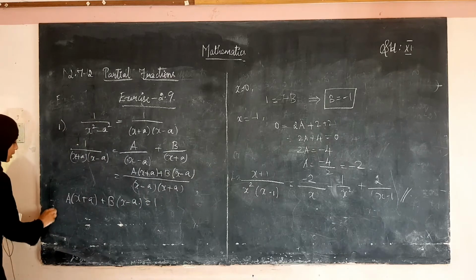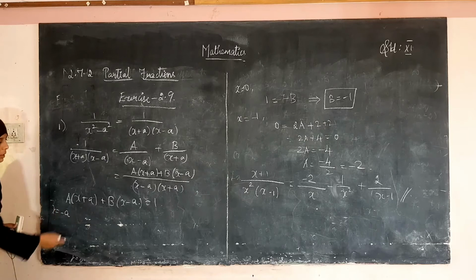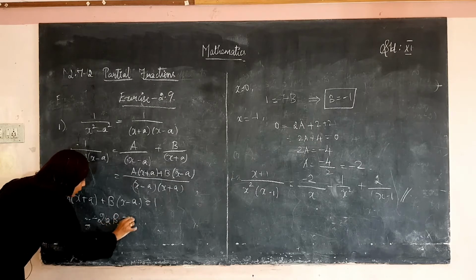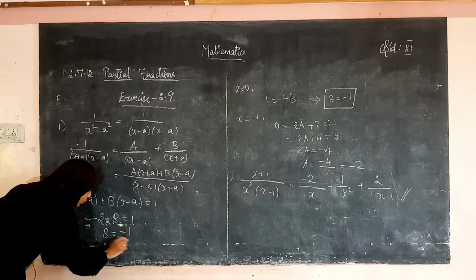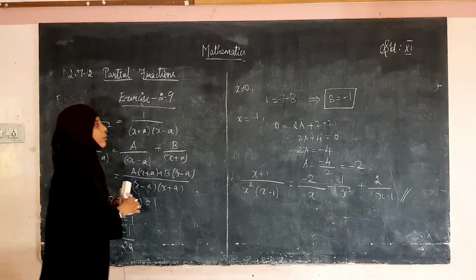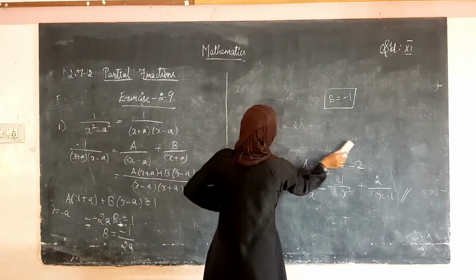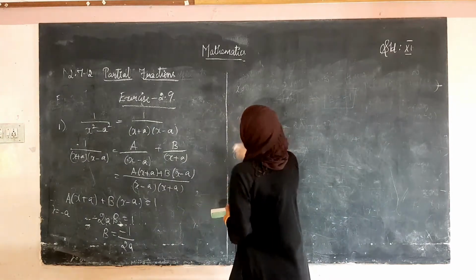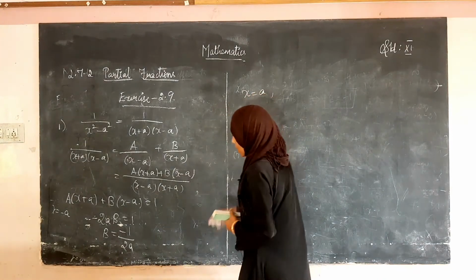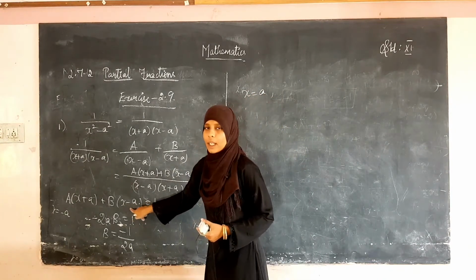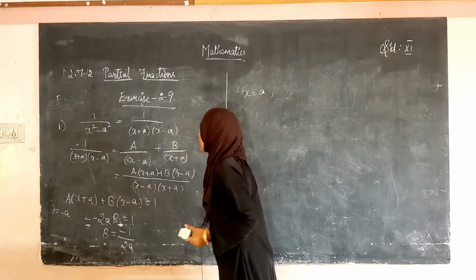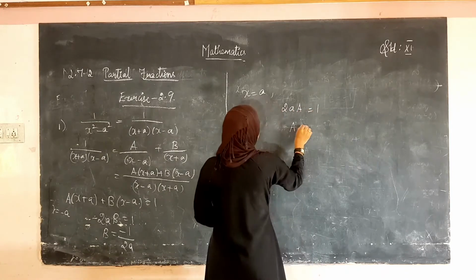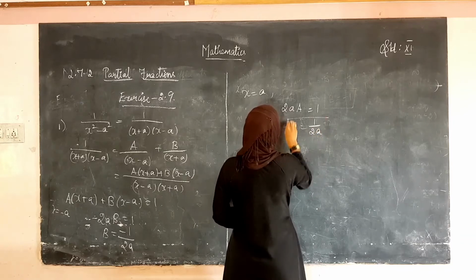Now let us substitute x is equal to minus a. So the first term becomes 0. Minus a minus a means minus 2a into B is equal to 1. So B is equal to minus 1 divided by 2a. Now we have to find the value of A. How can we find it? We substitute x is equal to a. Then the term with x minus a becomes 0. a plus a is 2a, so 2a into A is equal to 1. Therefore A will be equal to 1 divided by 2a. This is the value of A.